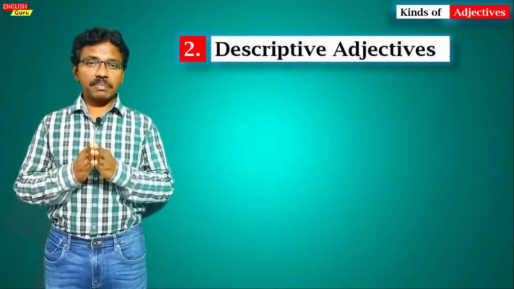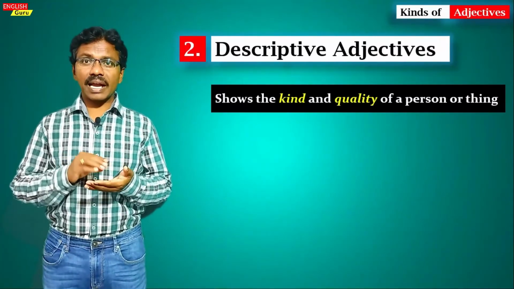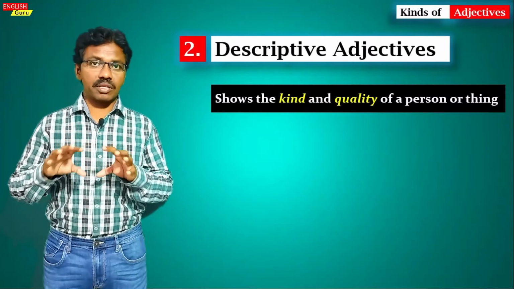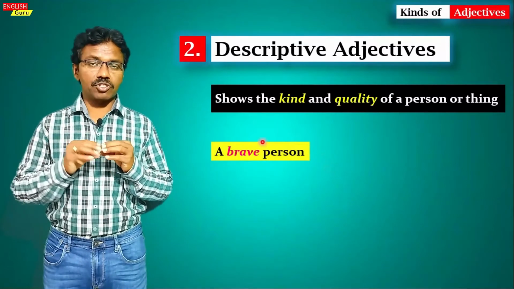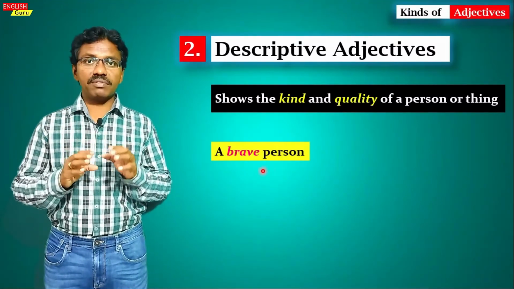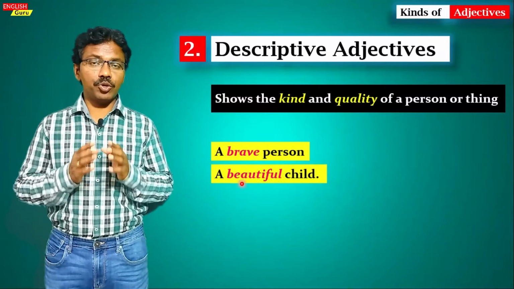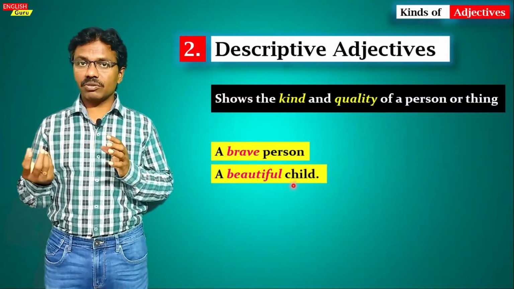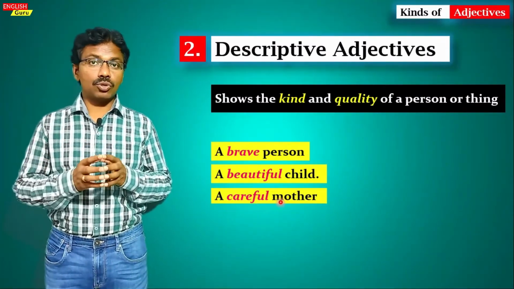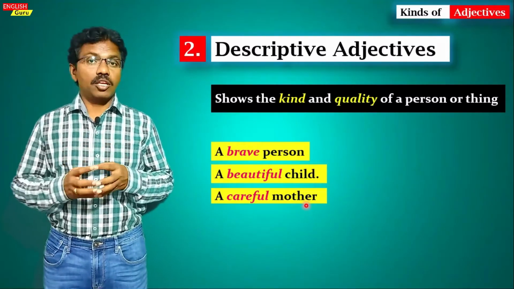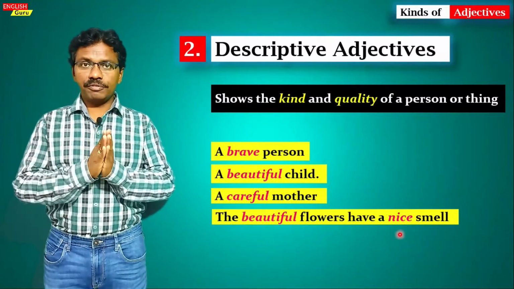And the second one is descriptive adjectives. Descriptive means qualifying. So descriptive adjectives show the kind and the quality of a person or a thing. So they describe a person or a thing. For example, a brave person. The word brave talks about that particular person. So brave is describing a person. So it is a descriptive adjective. In a similar manner, a beautiful child. Beautiful, describing that particular child. So descriptive adjective. A careful mother. Careful, describing the mother. So careful is a descriptive adjective. If you see it in a sentence, the beautiful flowers have a nice smell. Beautiful and nice.